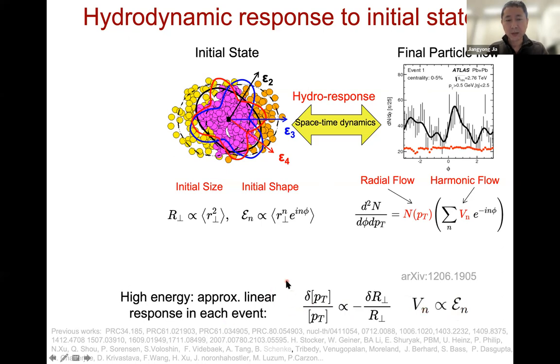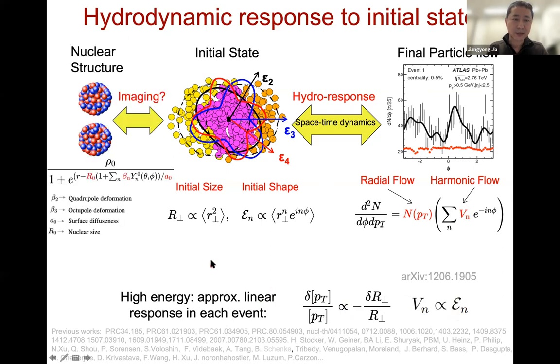Let me point out that if we actually understand this relationship very well, we can go one step further and go back to the colliding object and ask, what's the relationship between the initial state and the nuclear structure? When I talk about nuclear structure, it's really a semi-classical picture where you just treat the nucleons as following a Woods-Saxon distribution with the density radius R0 and the surface diffuseness, and also the deformation parameters, for example quadrupole deformation, octupole deformation, hexadecapole deformation. So these are the shape variables.